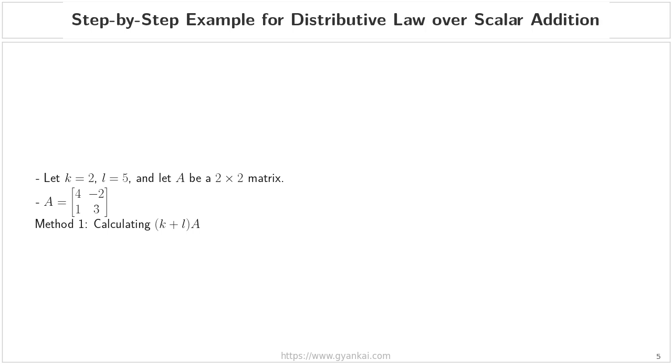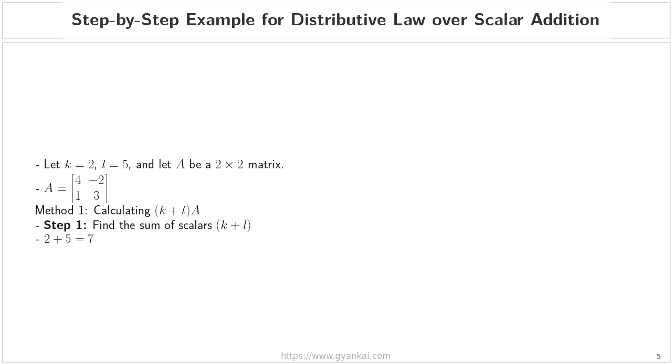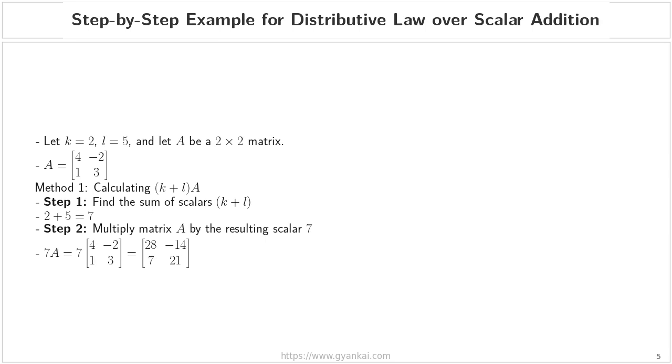We will now explore this using two different methods to verify the property. First, let us look at method 1, where we calculate the sum of the scalars first, and then multiply that result by the matrix. In step 1, we find the sum of our scalars, 2 plus 5, which equals 7. In step 2, we multiply matrix A by this resulting scalar, 7.